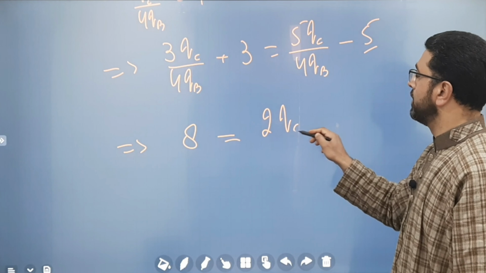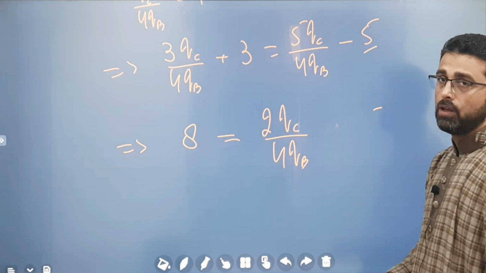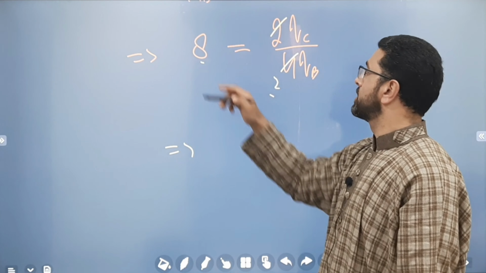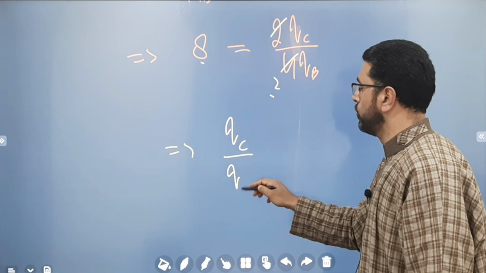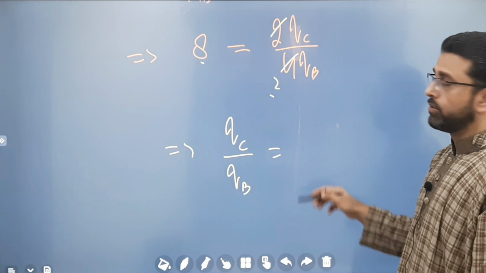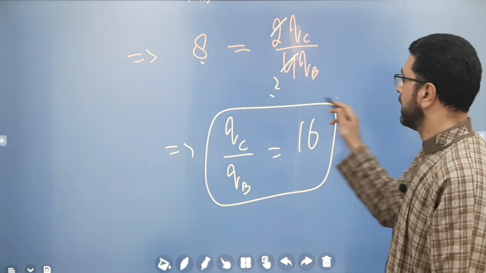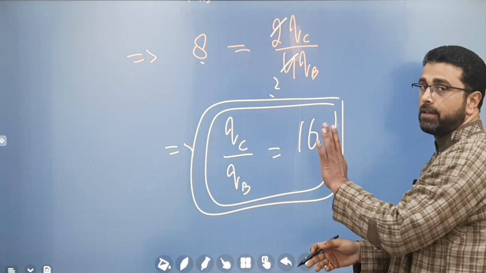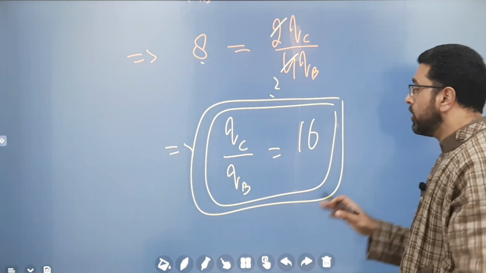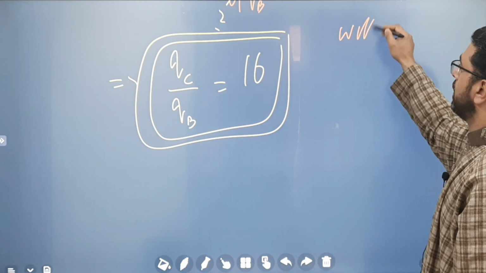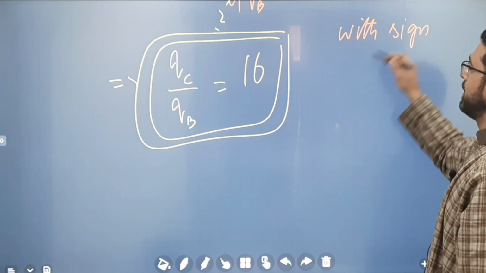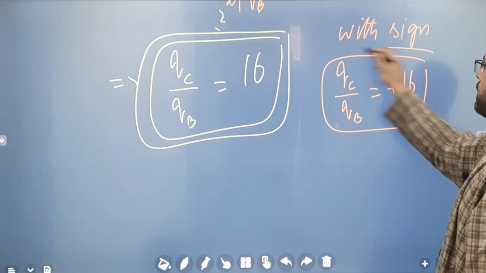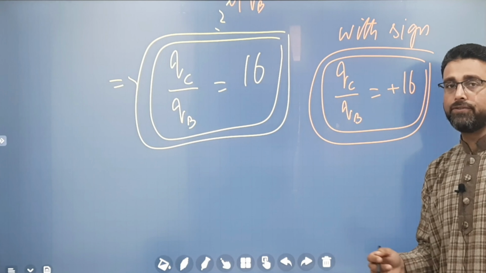So 2 QC divided by 4 QB. Taking 2 to this side, we're left with QC divided by QB is equal to 8 into 2, which is 16. Remember, we already concluded that in this case, both of them are like, and we took both of them to be negative. So if we write this equation with sign, then QC divided by QB is equal to plus 16. Is that fine? Okay.